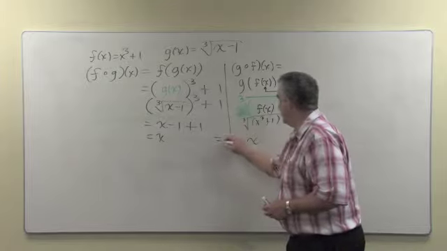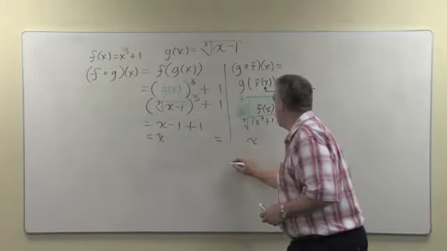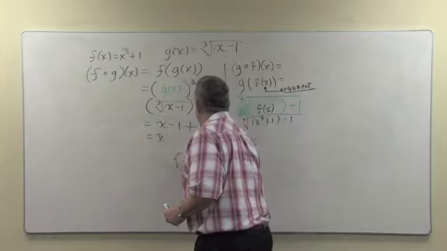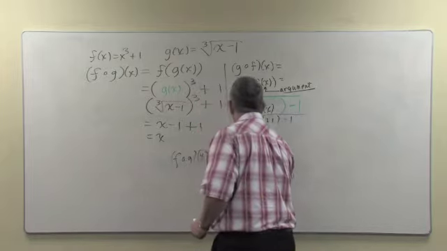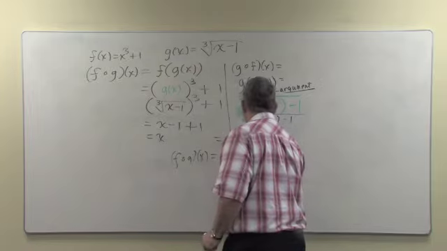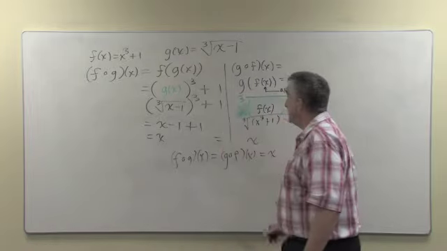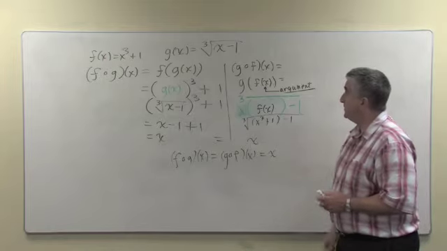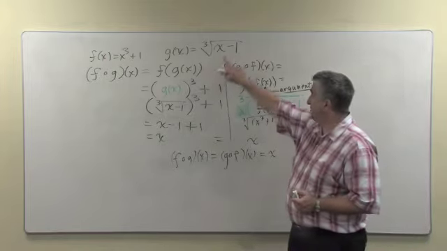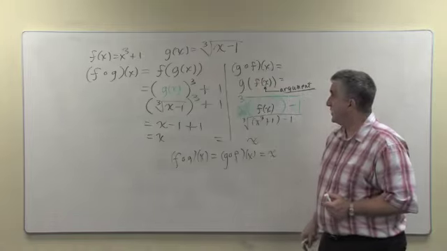Well, here we see that we have found that f circle g evaluated at x is equal to g circle f evaluated at x, and that equals x. So in some cases, composition is commutative for special kinds of functions. We'll discuss what these special kinds of functions are.